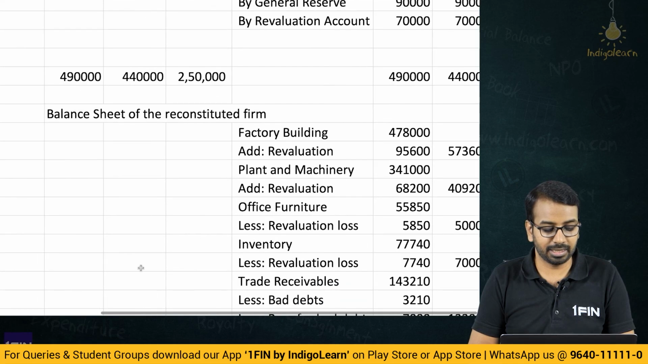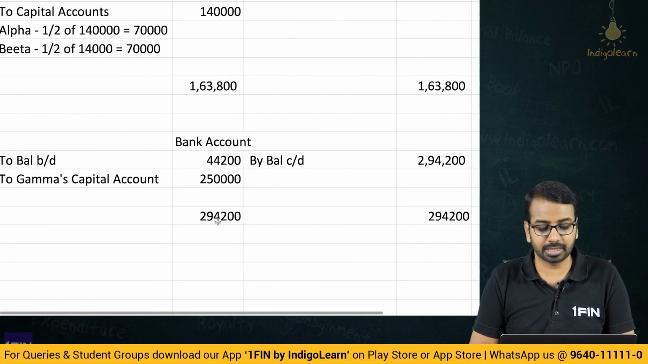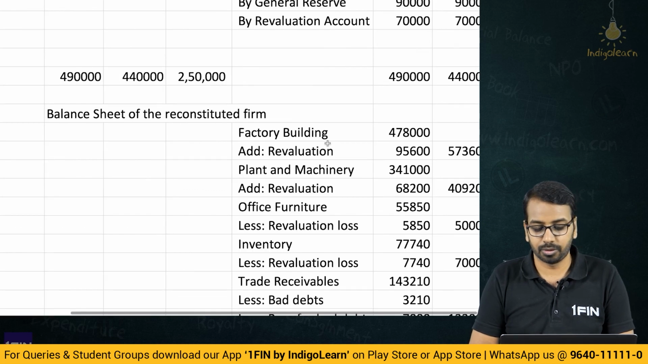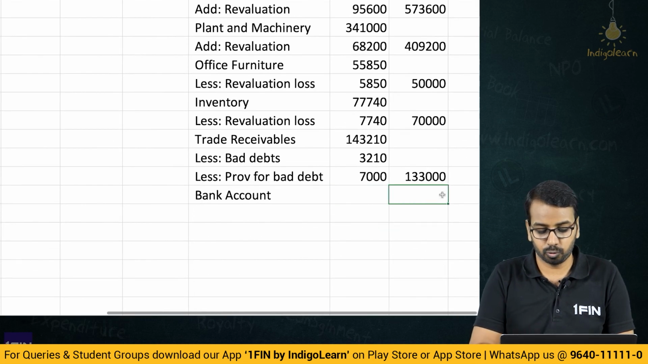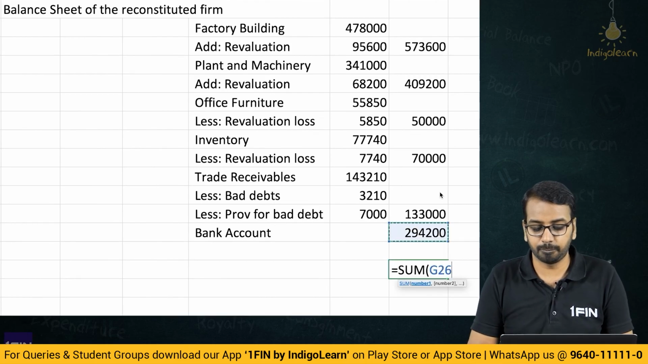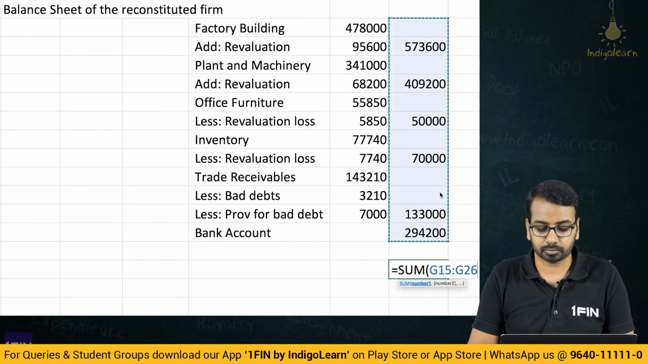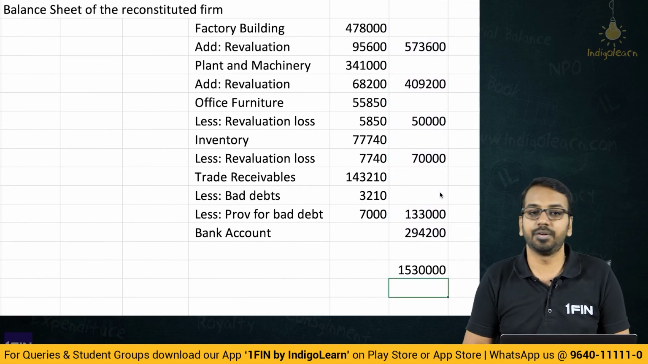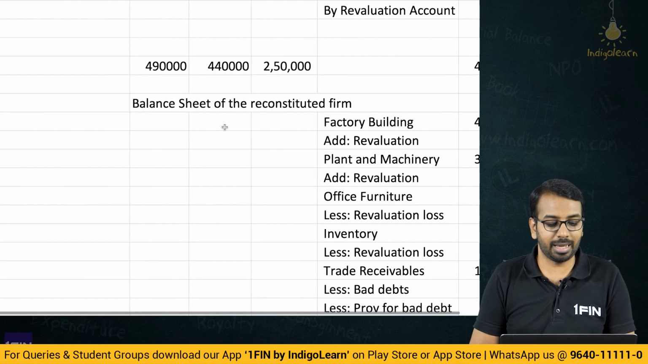the closing balance in the bank account what we had calculated is 2,94,200. So here you will write 294,200. So if I do the total, please do it on your calculator. You get 15,30,000. 15,30,000. Now come to the liability side.